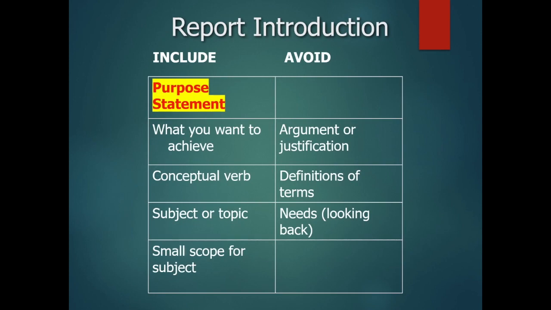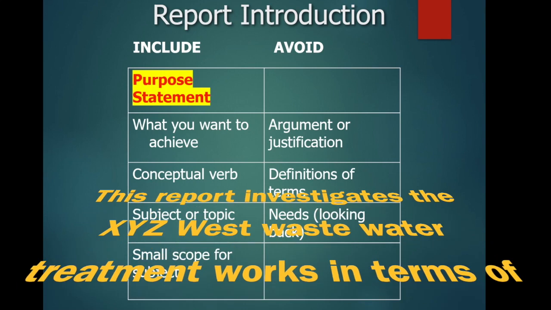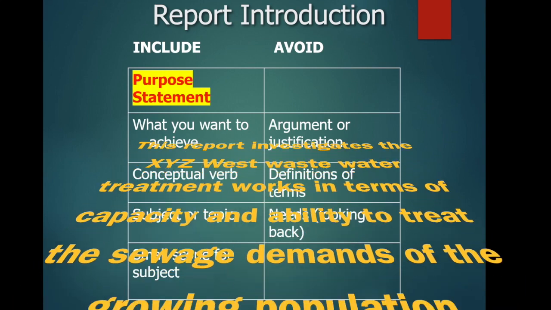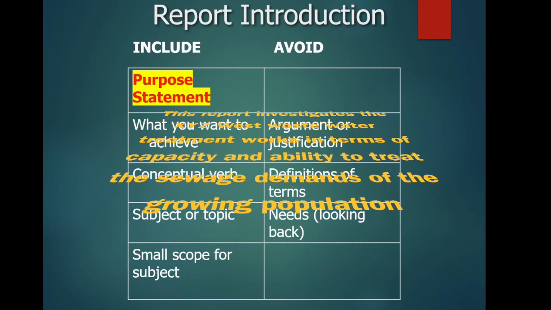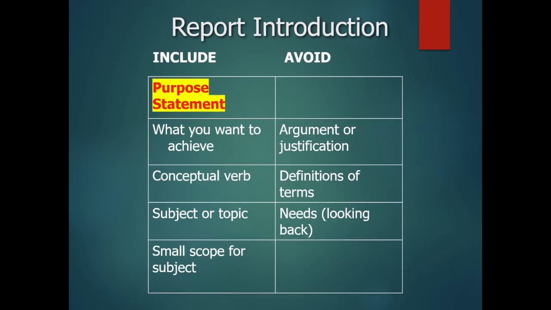Firstly, this which you've already created, if you recall, we did investigate the capacity for wastewater treatment for a particular township. The purpose statement must declare what you want to achieve. That's effectively what a purpose statement declares. Secondly, it must include a conceptual verb, a word like investigate or analyze or synthesize or examine or anything that you want to achieve. And then, of course, subject or topic, in this case it would be the wastewater treatment works, and then a small scope.